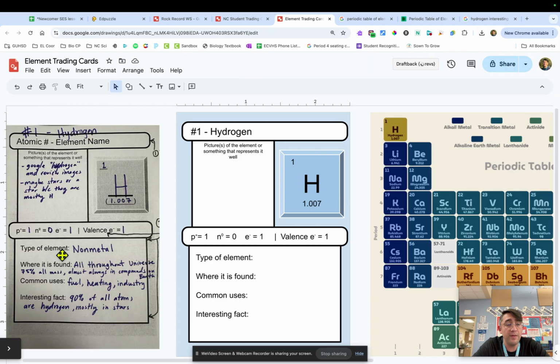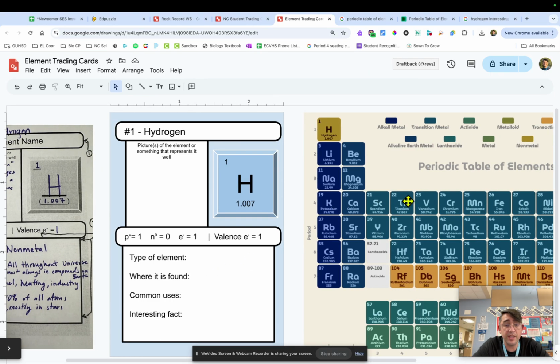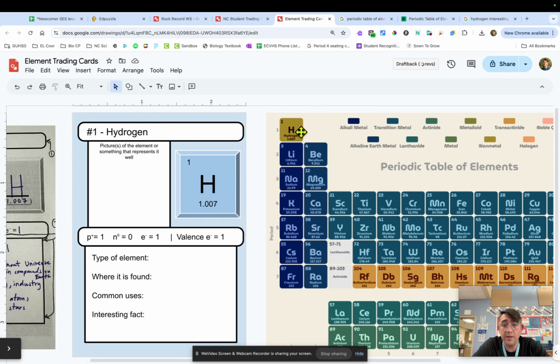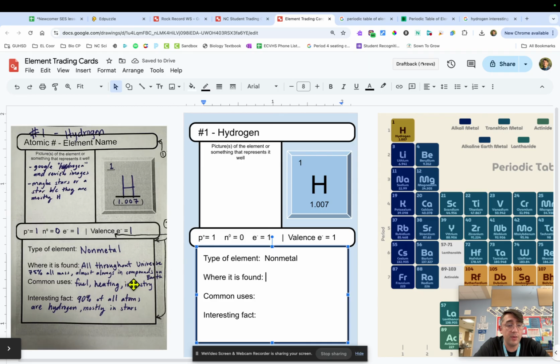Okay, the type of element is a non-metal. As you can see on this periodic table, hydrogen is right here for number 1, and this is color coded. So I'm looking here. The color is kind of a tan or brown color. It's over here with non-metal, so that's what I put. And this is a weird shaped N, but that's what it is. So non-metal is what I put here.